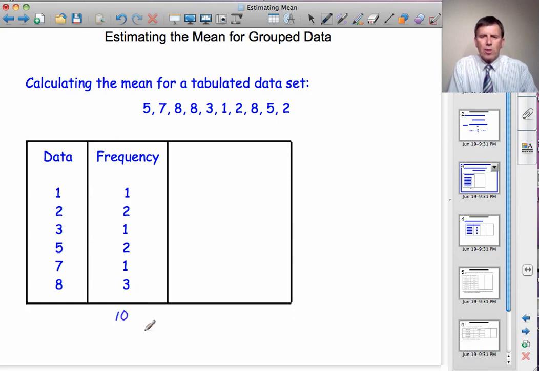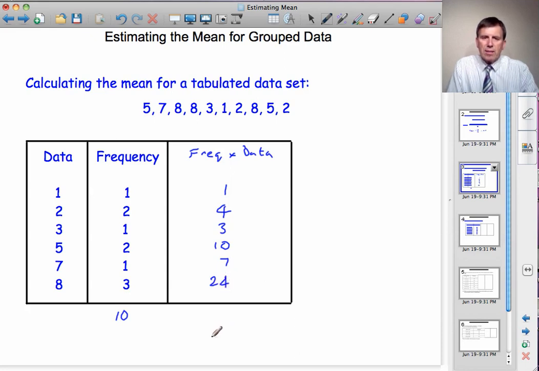Now what does the data add up to? Well, we've got the frequency multiplied by the data. We need that to find what the data will add up to. We've got one lot of 1, so that bit of data is just 1. We've got two lots of 2, so what will they contribute to the total? 2 2s are 4. We've got one lot of 3, which is 3. Two lots of 5, so they contribute 10 to the total. One lot of 7 is 7, and 3 lots of 8 contribute 24.